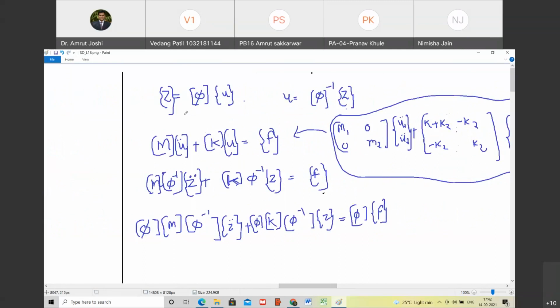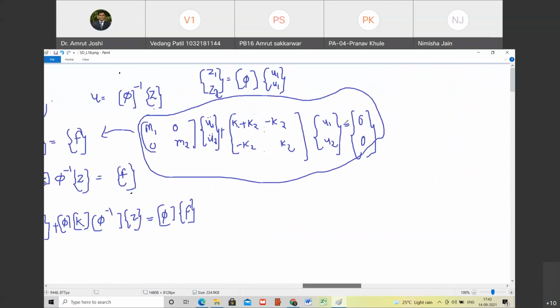What substitution am I making? Just see. I am substituting Z is equal to phi times U. So what is Z? Z is a kind of displacement. So instead of U1 and U2, I now have a new set of displacements, Z1 and Z2. Are you with me? Yes. This is equal to phi matrix, which is 2 cross 2 in our case, times U1, U2. Are you with me?